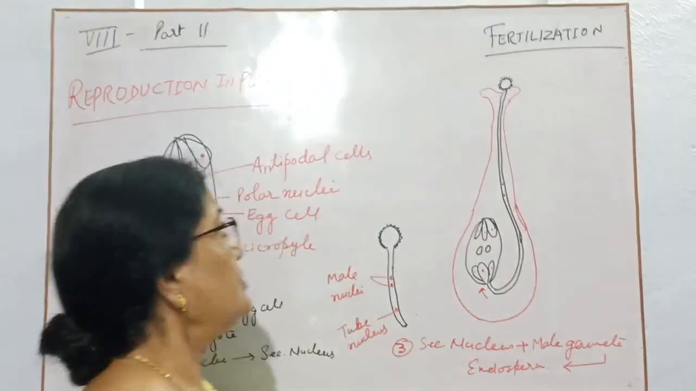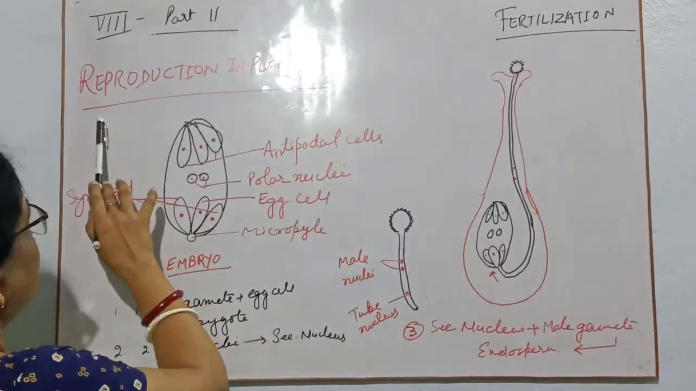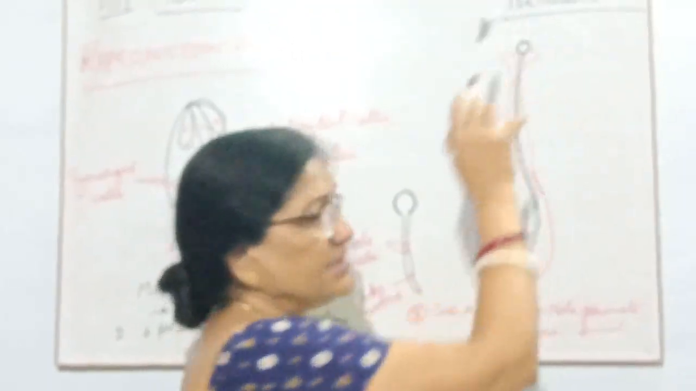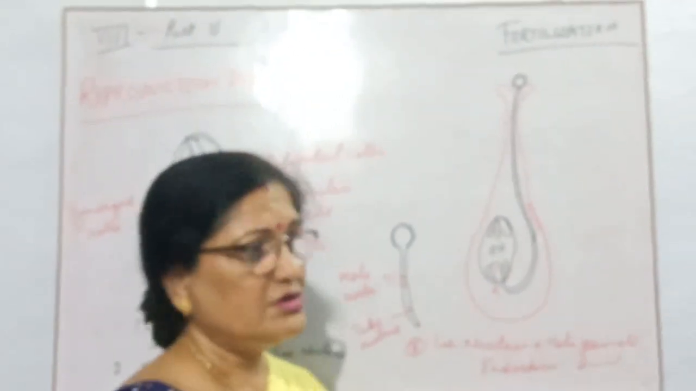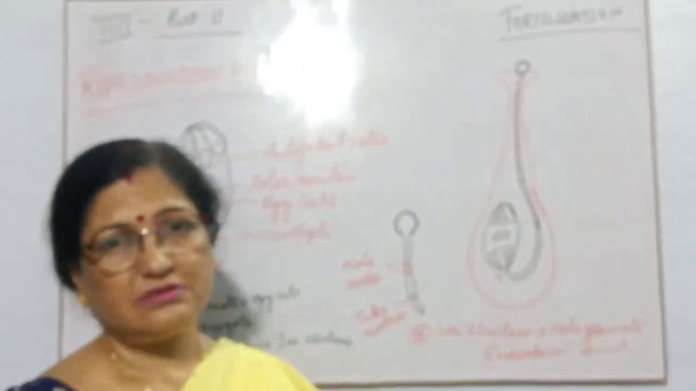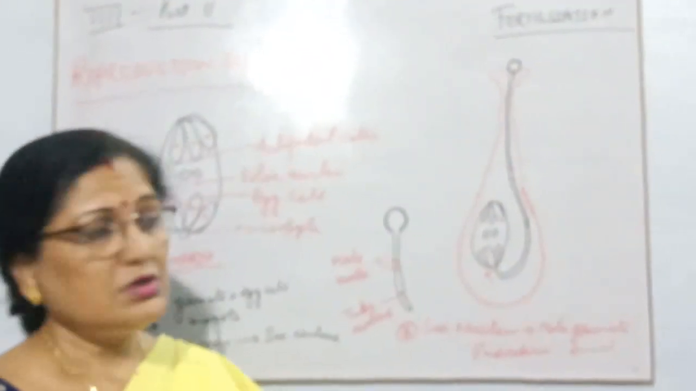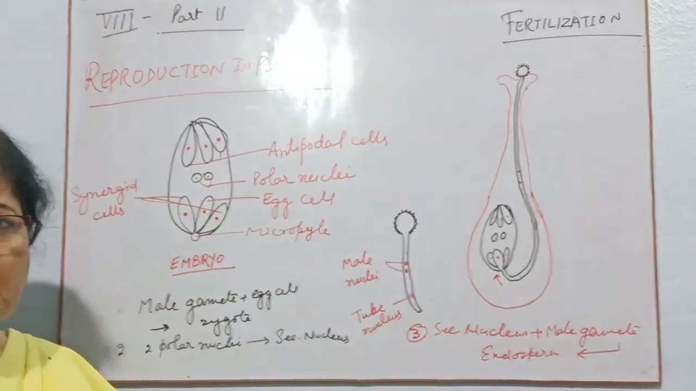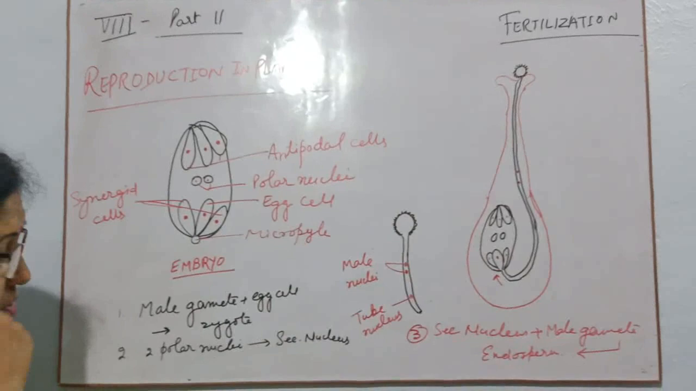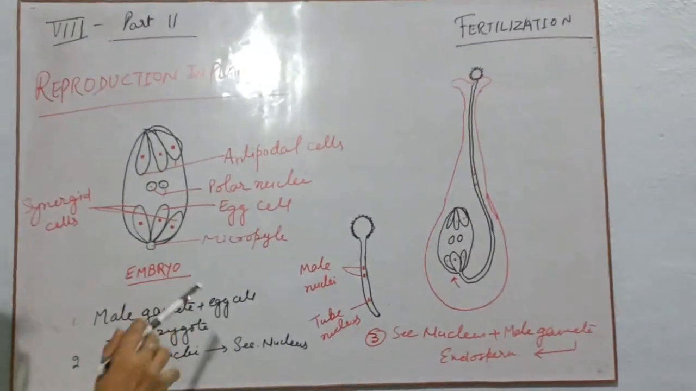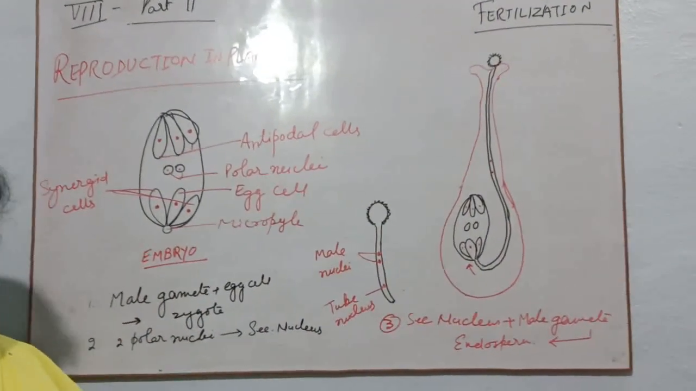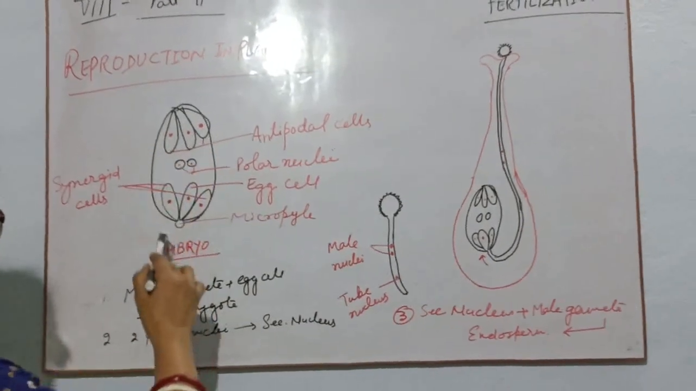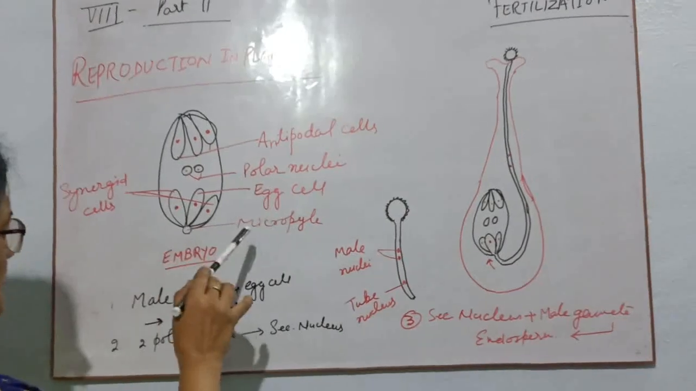Today I will continue the last part of the chapter reproduction in plants, and the topic is fertilization. So for fertilization you should know the proper structure of an ovule having the developing embryo. So this is the structure of the developing embryo or ovule.